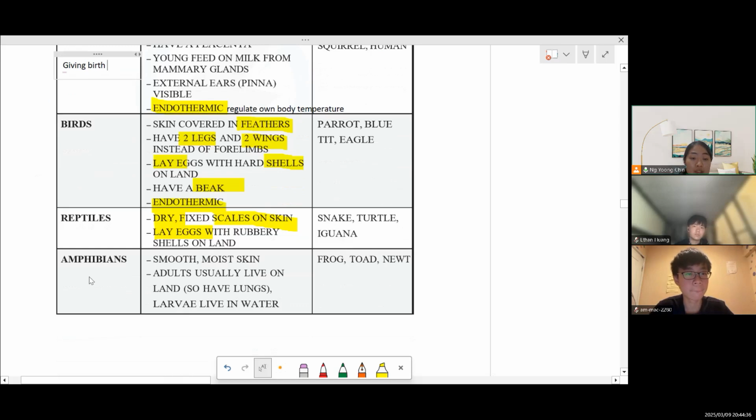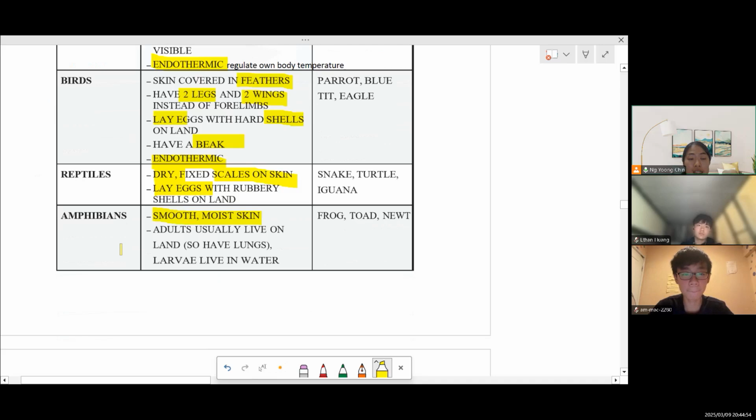Then how about the amphibians? Amphibians have very smooth and moist skin. You can see that their skin is very smooth. They don't have any scales on it. If they had scales, they would become very rough. Whenever they are still in the children stage, it's a larva. Larva refers to the baby of the frogs. Usually they live in the water because the larva has a tail, so they are able to swim in the water. Larva refers to this one, the tadpole.